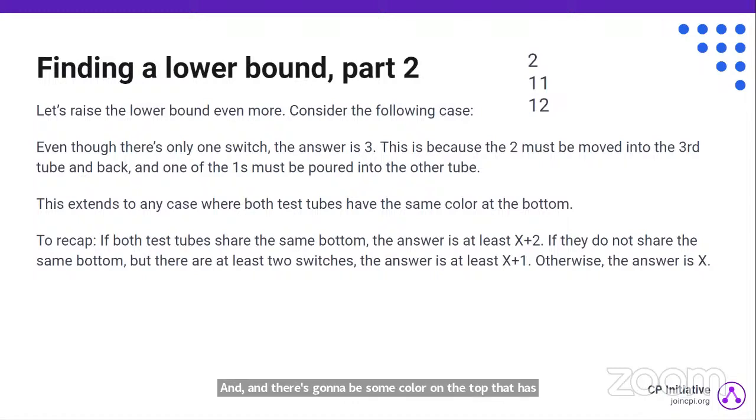So to recap, if both test tubes share the same color at the bottom, the answer is at least X plus 2. And if they do not share the same bottom, but there are at least 2 switches, the answer is at least X plus 1. And if neither of these conditions is satisfied, the answer is at least X. Does that make sense?